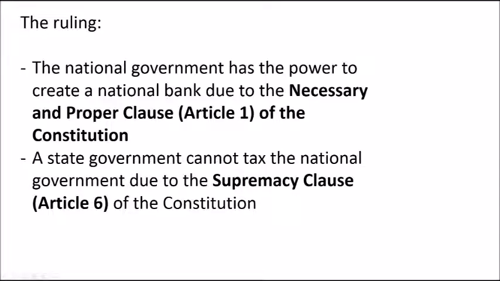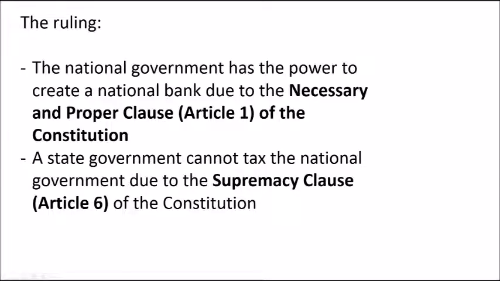So McCulloch versus Maryland was a big victory for the necessary and proper clause to strengthen that, and Congress would start using it a lot more in the future. Because once again, it didn't say anywhere in the Constitution that they could create this bank, but they did so, and they cited the necessary and proper clause.